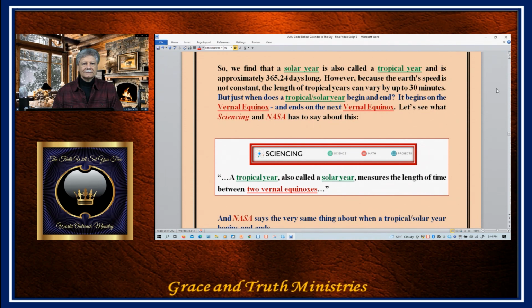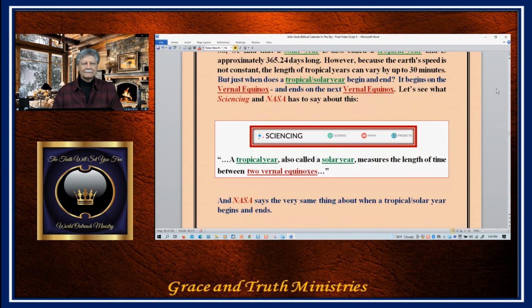However, because the Earth's speed is not constant, the length of the tropical years can vary up to 30 minutes. But just when does a tropical solar year begin and end? Hey, it begins on a vernal equinox. How about that? And ends on the next vernal equinox. Now let's see what Sciencing and also NASA has to say about this. Back to Sciencing. A tropical year, quoting, also called a solar year, measures the length of time between two vernal equinoxes. How about that?